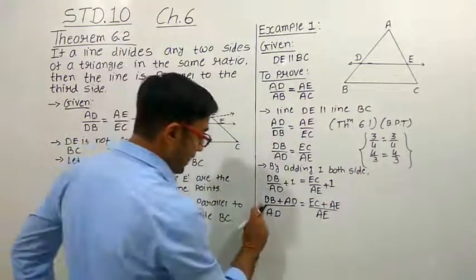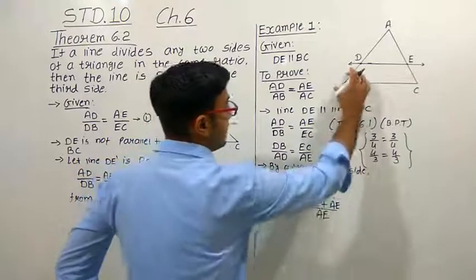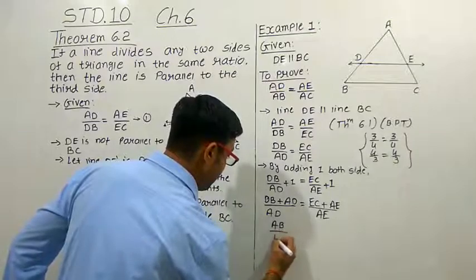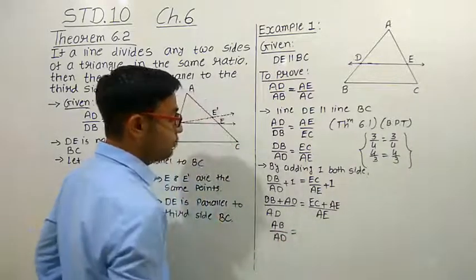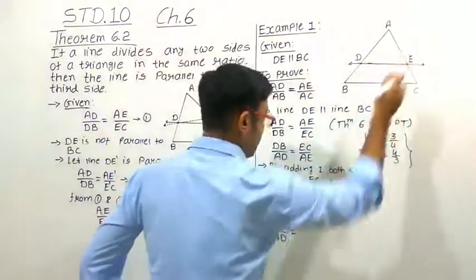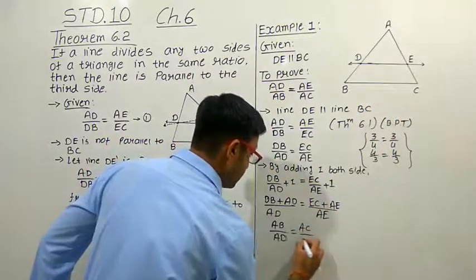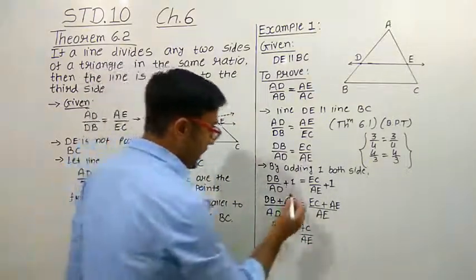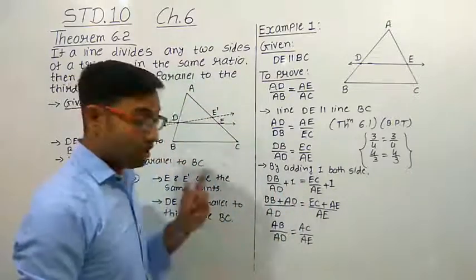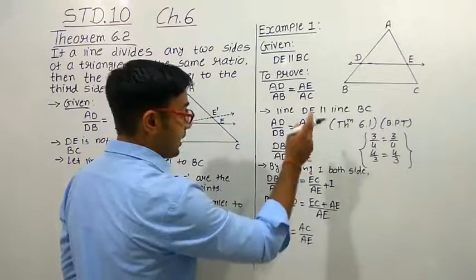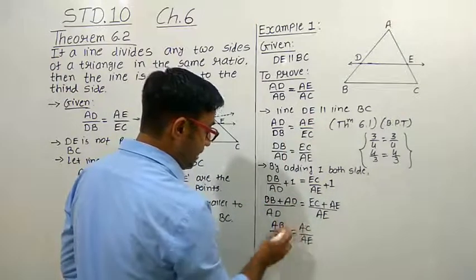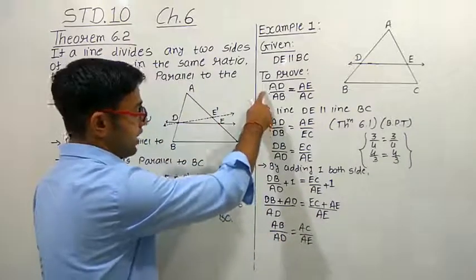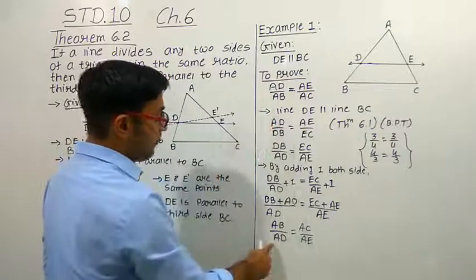Now see what will happen. DB plus AD is the total side AB. So here we can write AB upon AD is equal to EC plus AE, that means the whole side AC, upon AE. Now you can understand why we add this 1 to both sides. The reason is we want to get the total side, AB and the total side AC. But what we have to prove is AD upon AB equals AE upon AC.